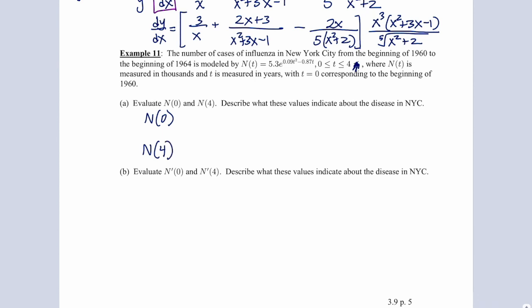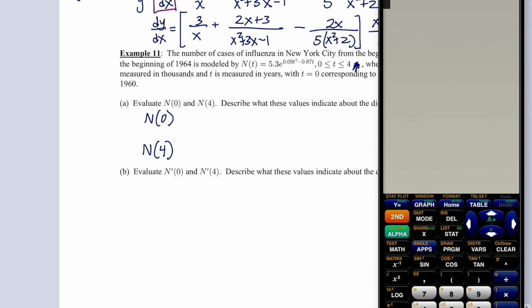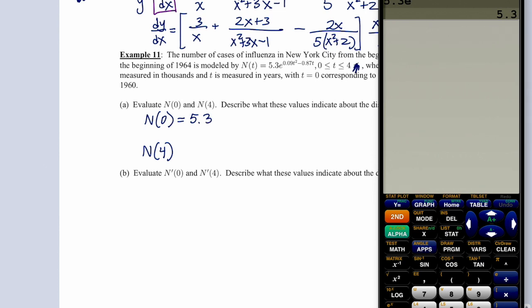We're going to need a calculator, so grab your calculator. And we have 5.3 times e to the 0.09 times t squared, so times 0 squared for the first one, minus 0.87 times 0. So that's just going to give us an exponent of 0, which means e to the 0, that's just 1, so we get 5.3. We could have done that without a calculator. I wasn't thinking. And N of 4, we'll have 5.3 times e to the 0.09 times 4 squared, so times 16, minus 0.87 times 4. So we get 0.689.